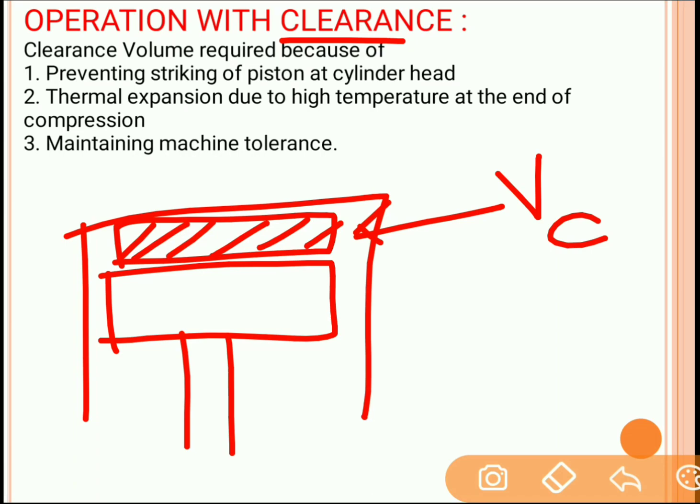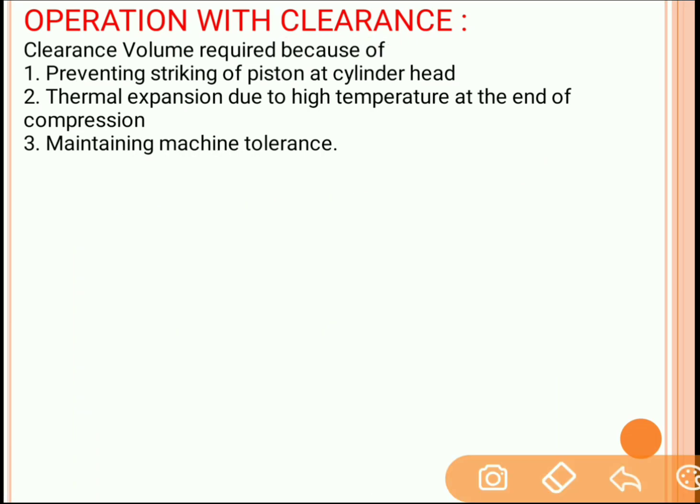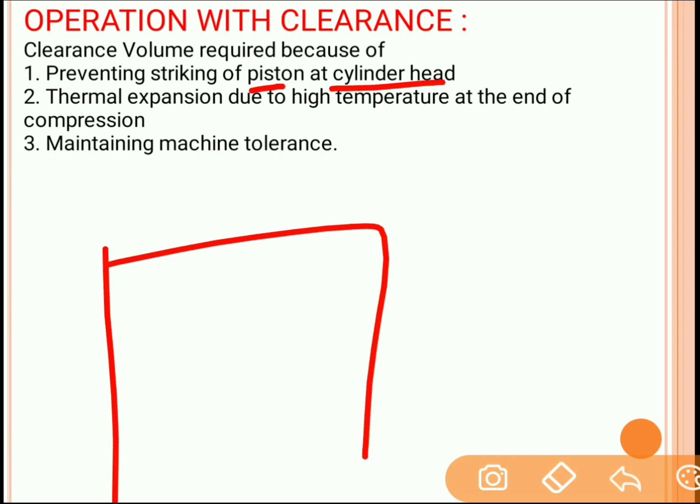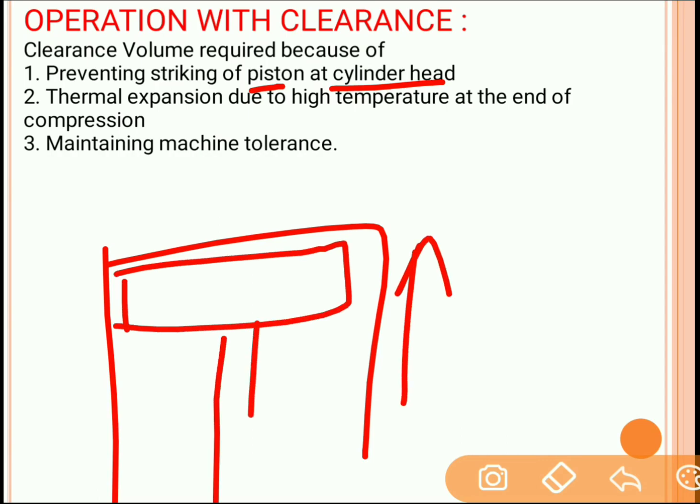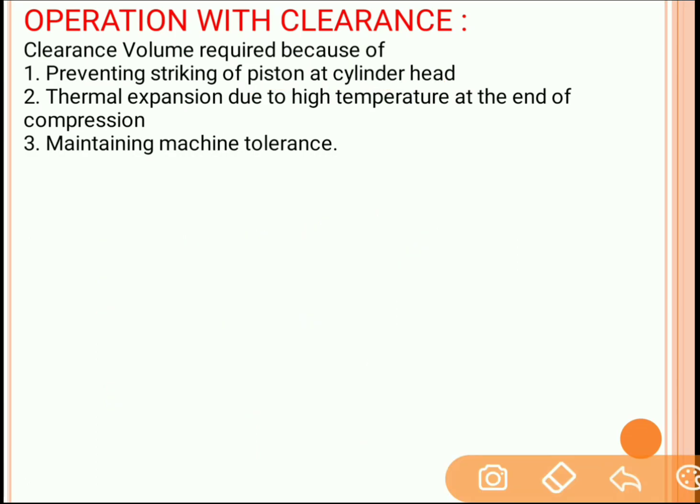Now in this case, we need to understand what will happen when we operate the reciprocating compressor with clearance. First of all, why clearance volume is required? Clearance volume is required so as to prevent the striking of piston at the cylinder head. When there is no clearance, piston will strike the cylinder head. So as the piston reciprocates, it will keep on striking this cylinder head. Cylinder head is nothing but the uppermost part of the cylinder. So it may cause vibrations. So we need to prevent it. In order to prevent it, we can provide the clearance volume.